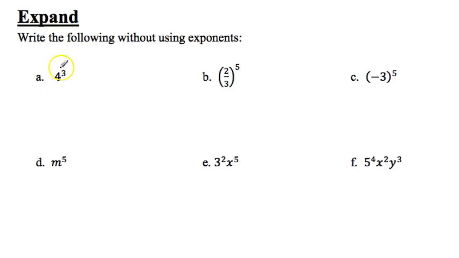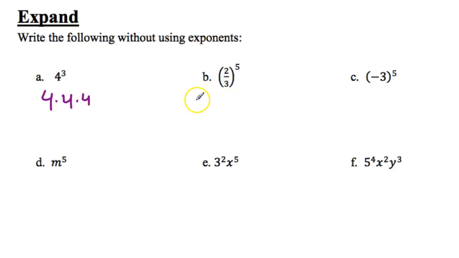So 4 to the 3rd power. That is 4 times 4 times 4. You could figure what that equals. 4 times 4 is 16, times 4 is 64. But I'm really trying just to have you expand these. That's all I want right there.